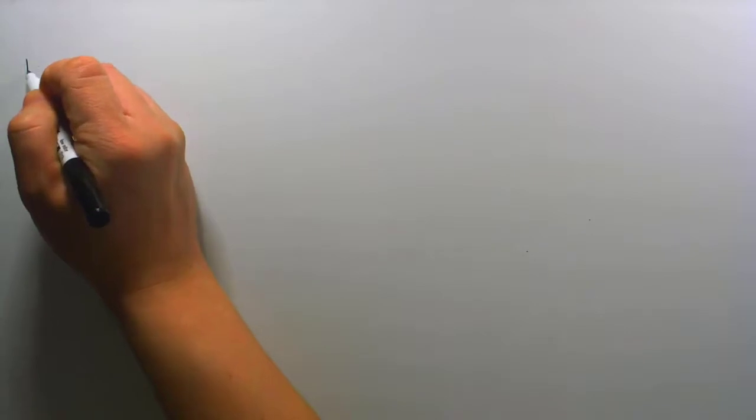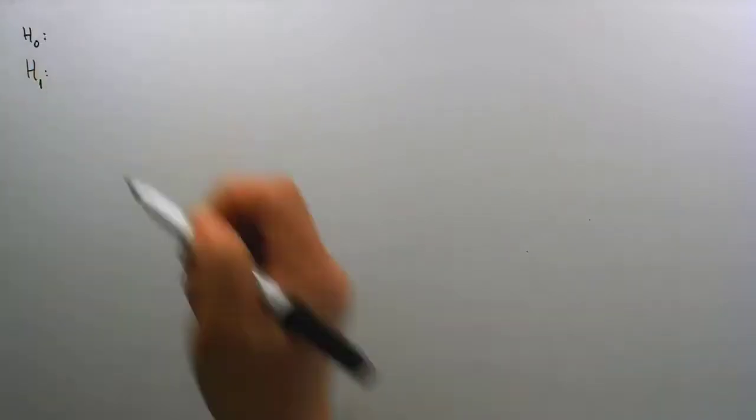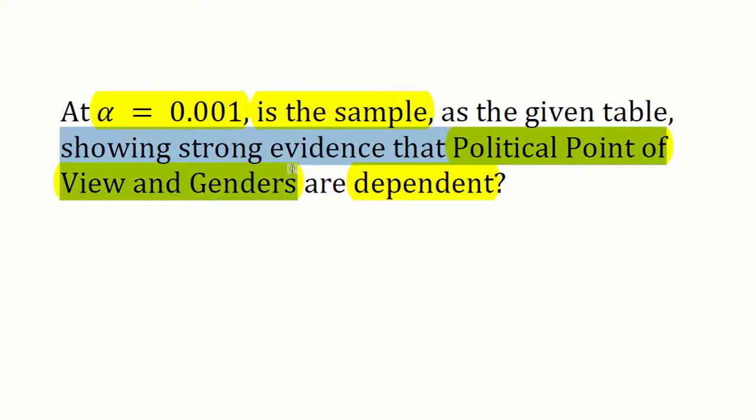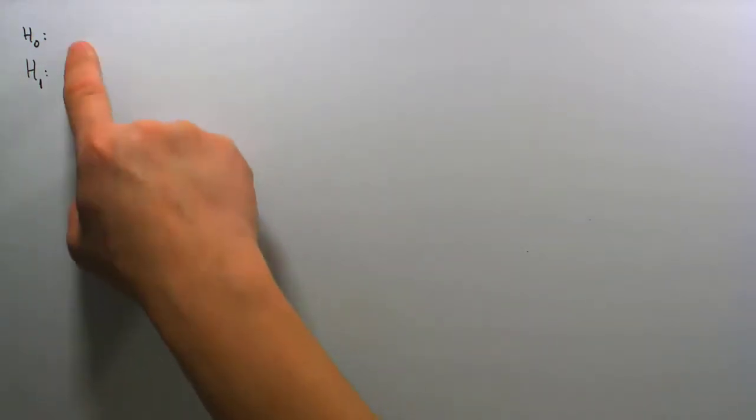And so the first thing we need to do, as usual, is to identify the two hypotheses. And again, clearly, because of the way the question is asking, it's a testing hypothesis problem. Is the sample showing strong evidence that political point of view and genders are dependent? So these are the statements we're trying to prove, but the question overall is the kind of question that brings us into testing a hypothesis. So our first responsibility is to identify the two hypotheses.